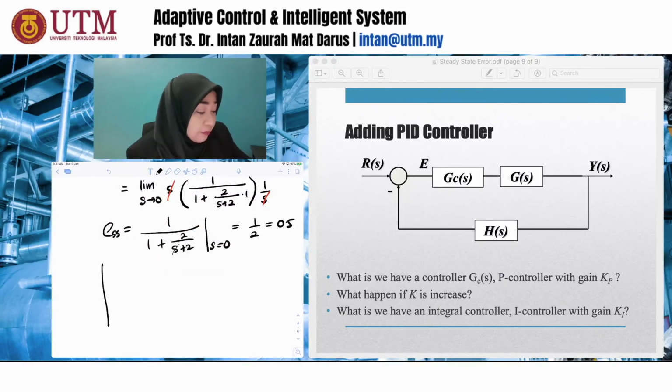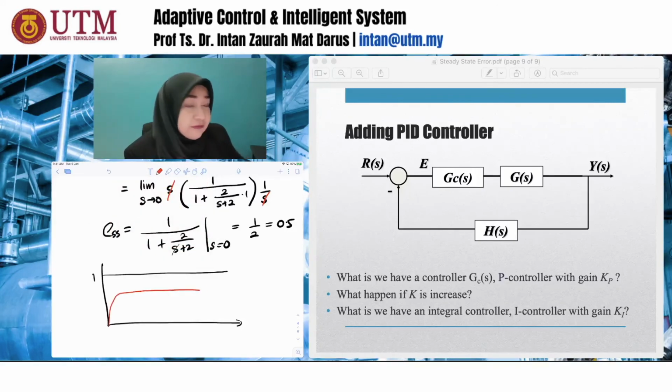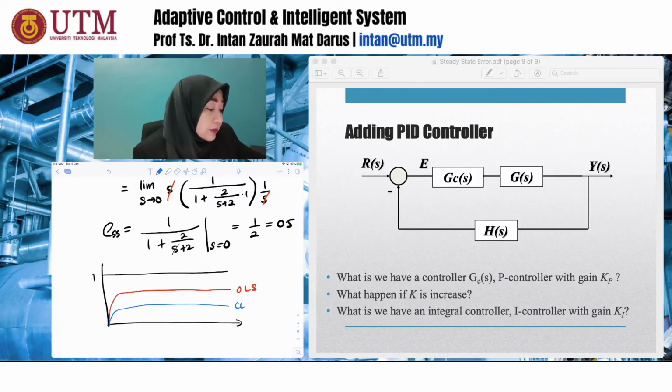Okay, so your input is initially 1, right? Without the controller, if you remember when we plotted just now, your error is 0.5. That was without the controller, the open loop system, isn't it? Then when you close the loop without the controller, this is a closed loop system without GC, and you have an error of 0.666.